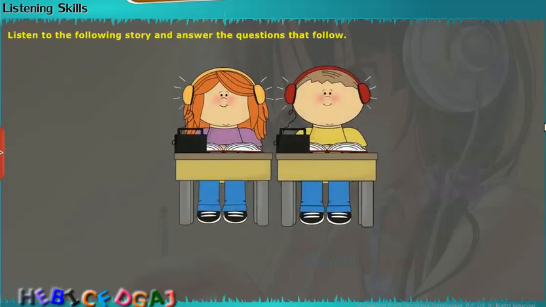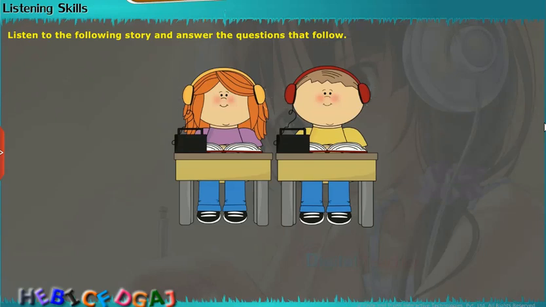Listening skills. Listen to the following story and answer the questions that follow. Once, a fly was flying in the garden. There were many plants and beautiful flowers in the garden. The fly saw many flowers, red, pink, yellow. "Oh, the flowers are beautiful. They look smooth and soft," it said. It was moving around the flowers and enjoying their smell.